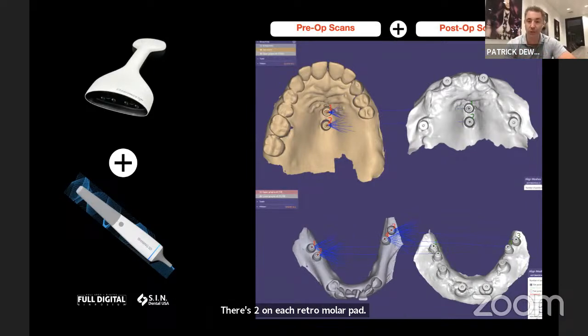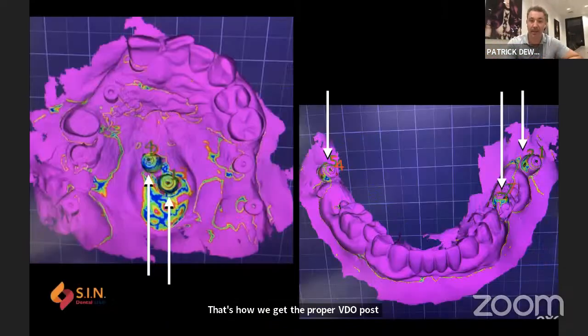What we're going to do is match or stitch the post-op scans to the pre-op scans. By doing that, we get the pre-op vertical. So we're stitching the post-op scans to the pre-op bite. That's how we get the proper VDO post-operatively. Now, after we do this step in exocad, this is the step here.